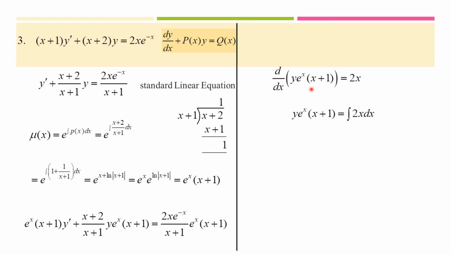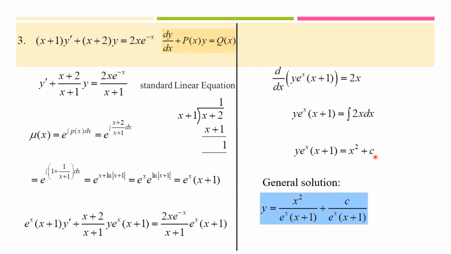So on the left hand side, we get y e to the power of x times x plus 1, and on the right hand side, integrate 2x with respect to x, and we get the answer as x squared plus a c. And finally, we can write down the general solution where we express y explicitly in terms of x. We get y is equal to x squared divided by e to the power of x times x plus 1, plus c divided by e to the power of x times x plus 1.